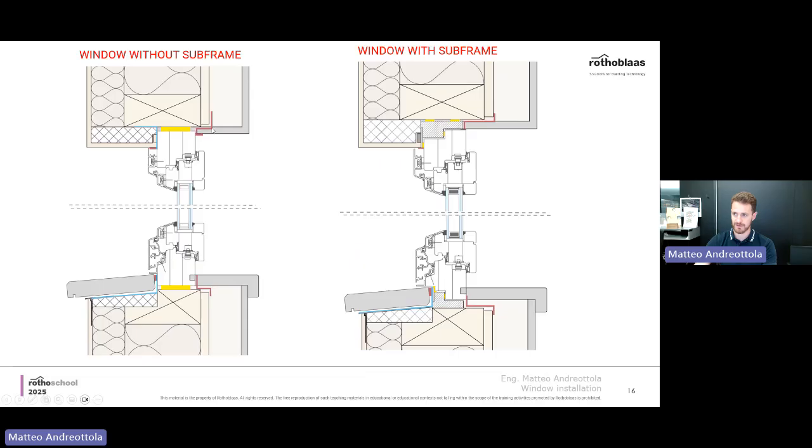You see that you have the red one here towards the inside. You have another one in the middle, and another one towards the inside. We'll go through there in a second. You see that we have windows with a subframe.